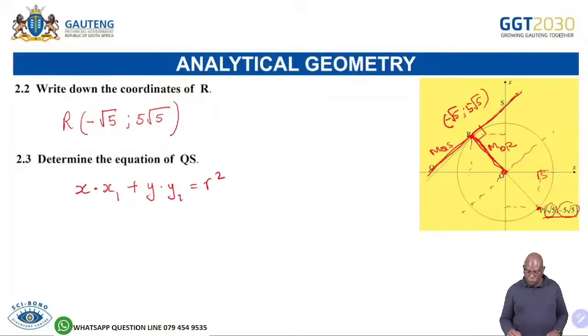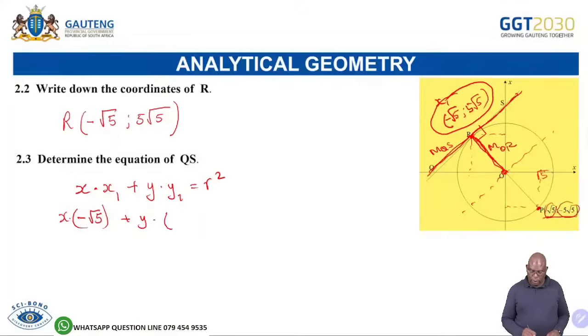So now I'm going to use this point here. My x1 is going to be negative square root of 5. Then I'm going to multiply this by x. My y1 is going to be 5 square root of 5. My r squared, remember my r squared for the circle was 130, so I'm going to use 130. So I'm going to get negative square root of 5 x plus 5 root 5 y equals 130.